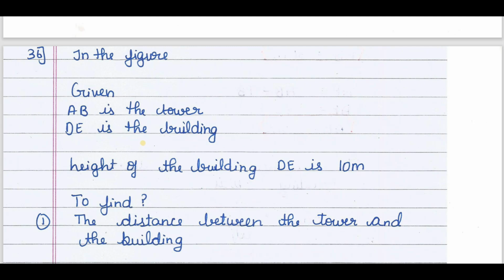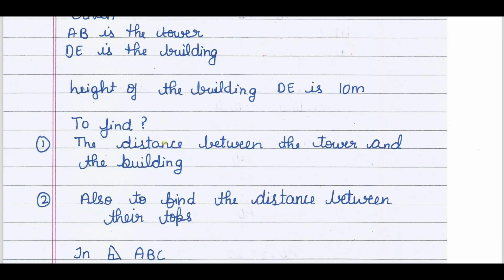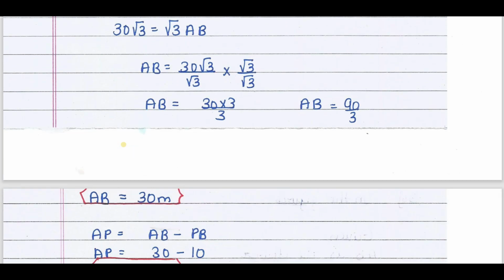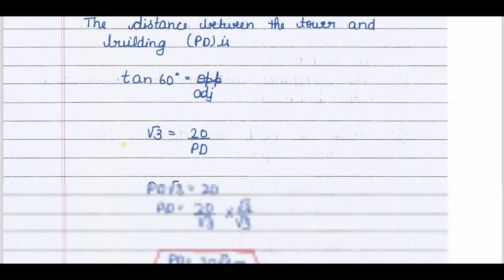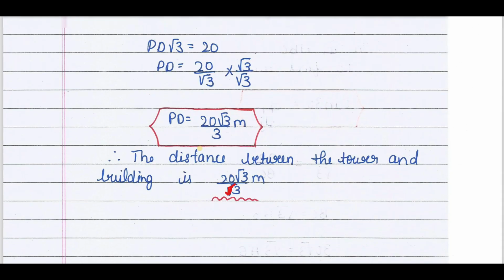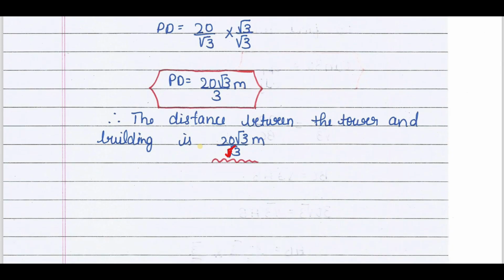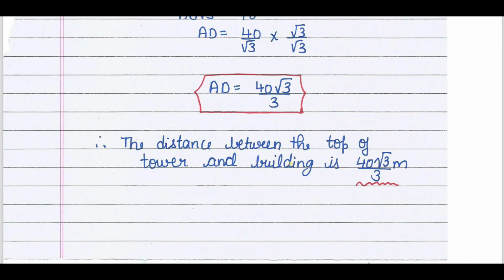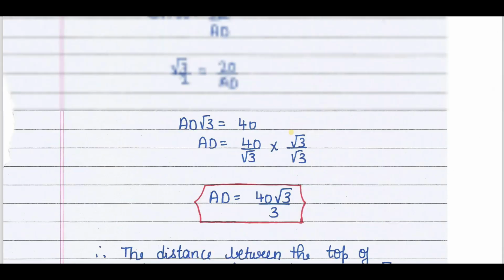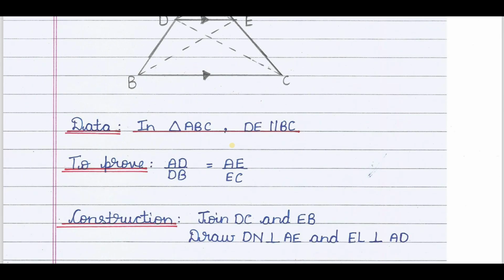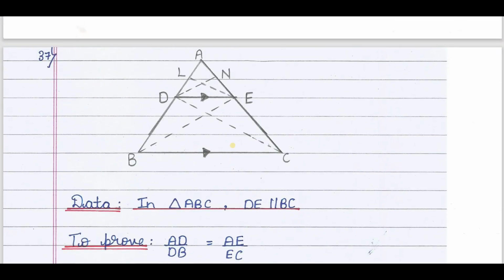36th question I have already told you. If I try to find the right angle triangle, apply the ratio, we get the distance between the tower and the building is 20 root 3 by 3. Next, the distance between the top of the tower and the building is 40 root 3 by 3. I'll be sharing this PDF in my Telegram group.